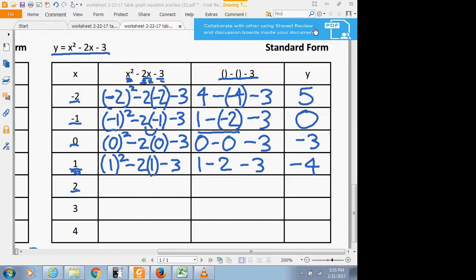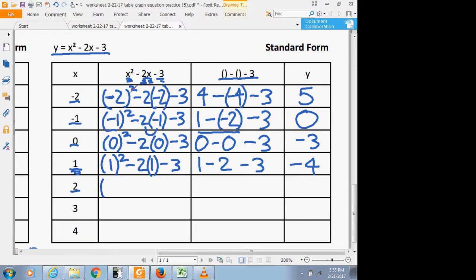Okay, so you plugged in 2. Hopefully it looks something like this. I see an x, I put a 2. 2 squared minus 2. I see a 2 up here, I put a 2 here. I see an x, I put a 2. I see a 3 up here, I put a 3. I only put the 2 when I see an x.